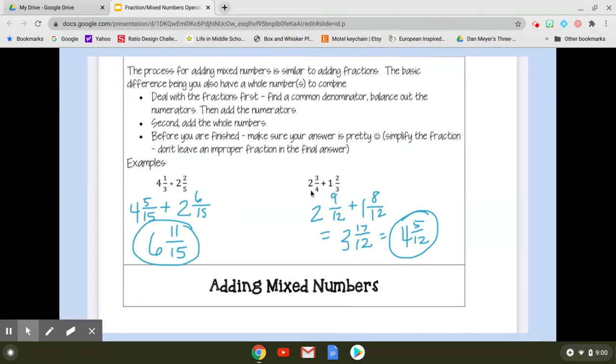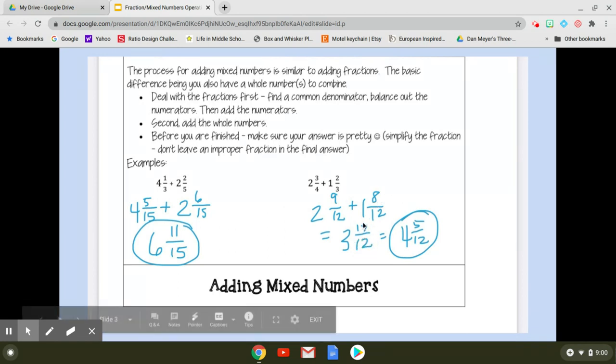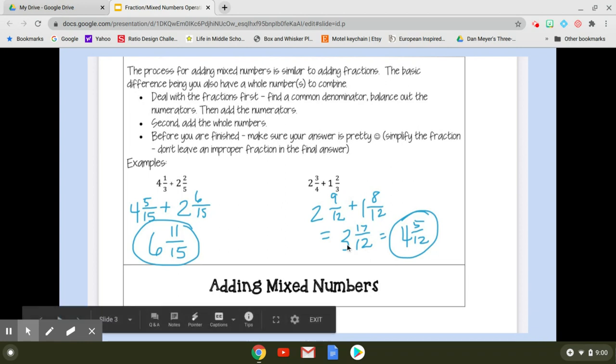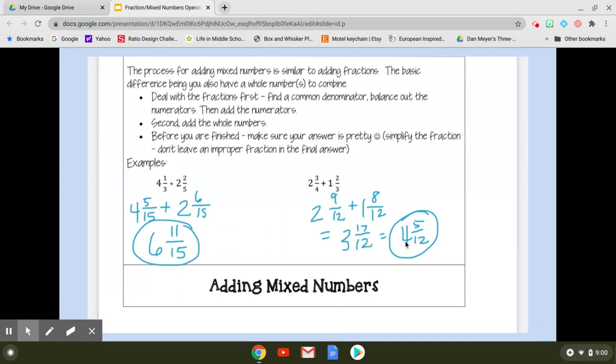In the mixed number 2 3/4 plus 1 2/3, my common denominator is 12. So I have 2 9/12 plus 1 8/12. When I add those, I add the whole numbers and I get 3, and I add the numerators and I get 17/12. So that's an improper fraction itself. So if you think about it, I take one whole, which is 12/12, out of that, and I add that to my whole number. So I'm adding one whole to it, and I will get 4 5/12 now.